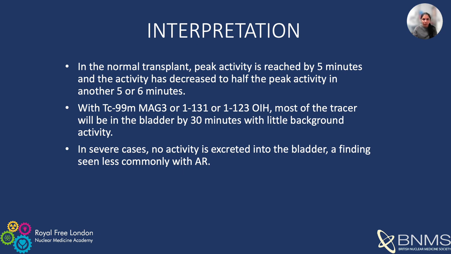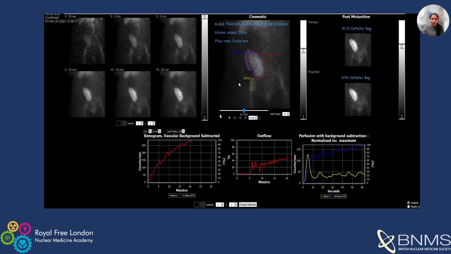With technetium-99m MAG3 or iodine-131 or iodine-123 iodohippurate, most of the tracer will be in the bladder by 13 minutes with little background activity. In severe cases, no activity is excreted into the bladder, a finding seen less commonly with acute rejection. So here we'll have a few examples to show different results.